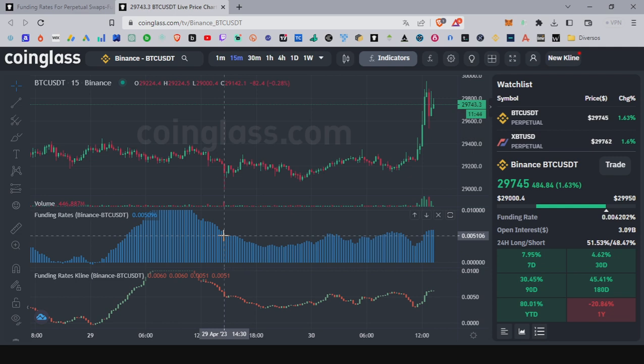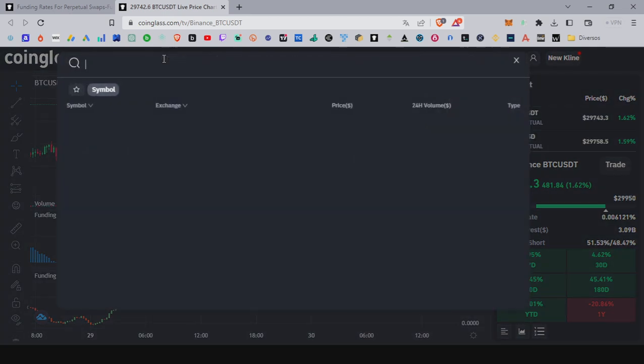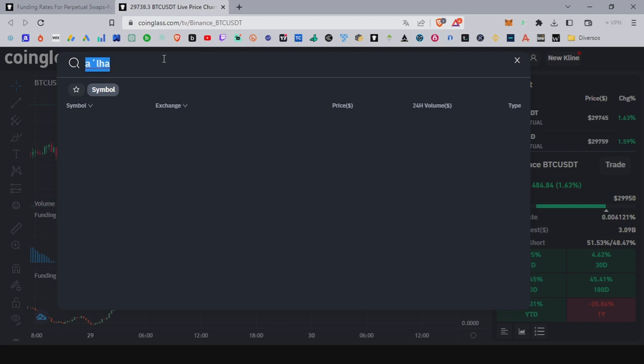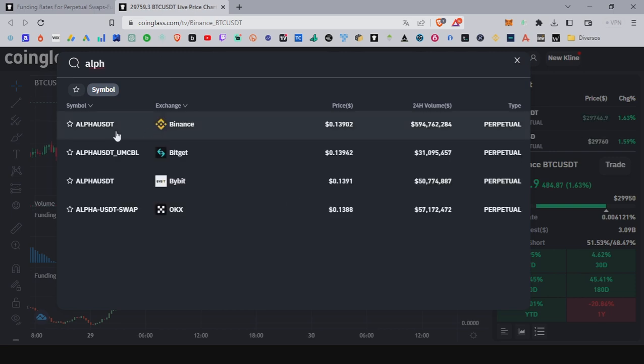Okay. And everybody makes videos using Binance, BTC, USDT. I'm going to change it. Let's choose one, like Alpha. You can do it with any token. Okay, Alpha. Oh, it's hard to type today. What is going on? Okay, Alpha. And Alpha here, you have it listed on perpetual futures on Binance, Bitget, Bybit, and OKEx.